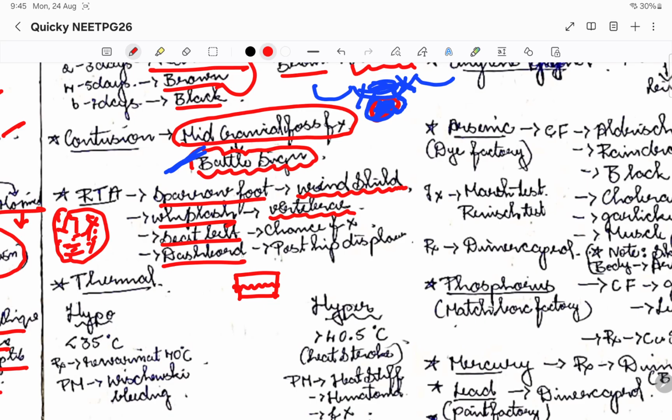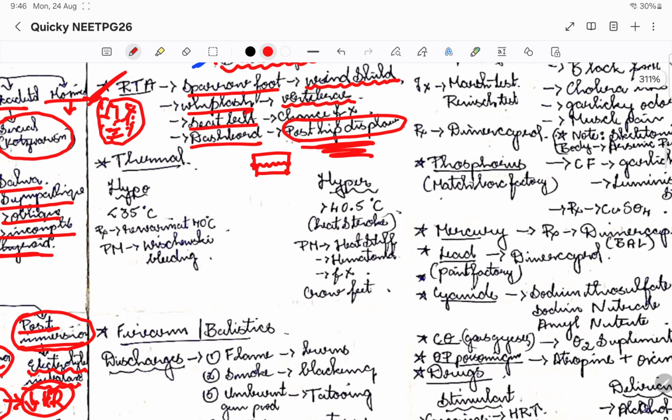Okay, then coming to dashboard injury, it is going to be posterior hip dislocation. We discussed this in orthopedics, right? Posterior dislocation. So how the patient will present is with flexion and internal rotation in posterior hip dislocation. So this is with regards to RTA.